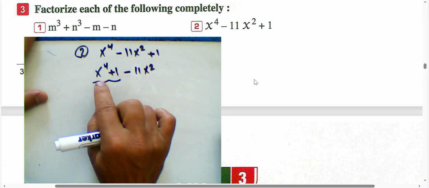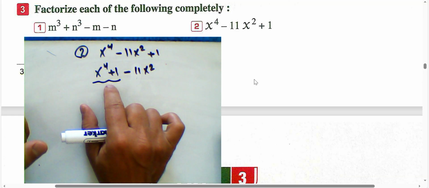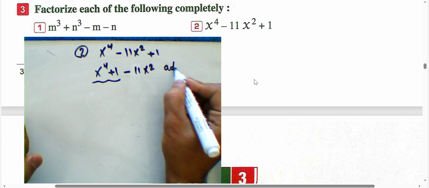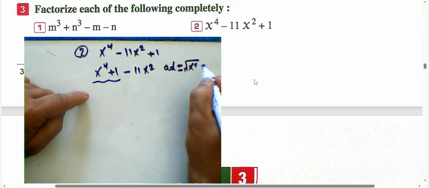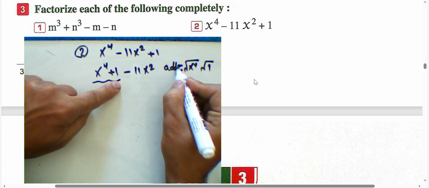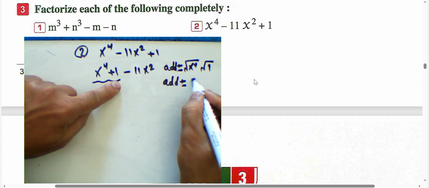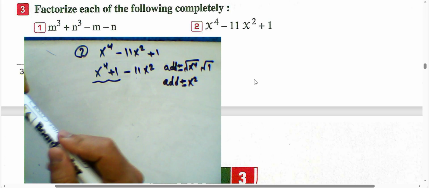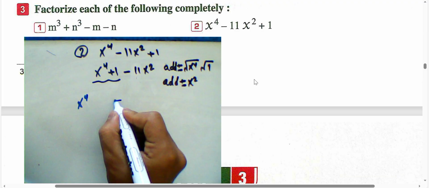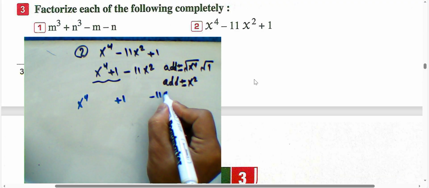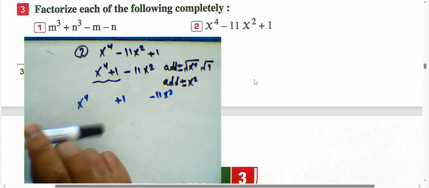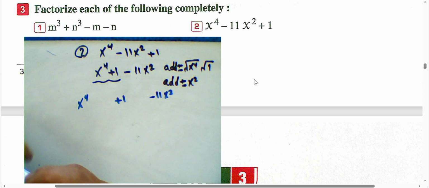We must convert the addition of two squares to a difference. You must convert this from positive to negative. How? By adding positive or negative the square root of the first times the square root of the third. To find the middle term between them, we must add positive or negative x power 2 times 1. Then between them we will write like this: x power 4 plus 1, and here negative 11 x power 2, but I will put here positive or negative, and here x power 2.